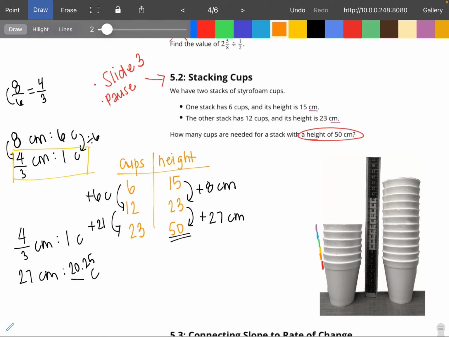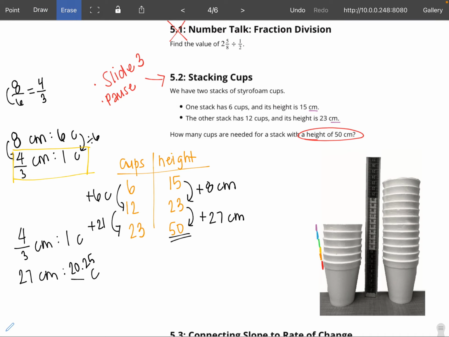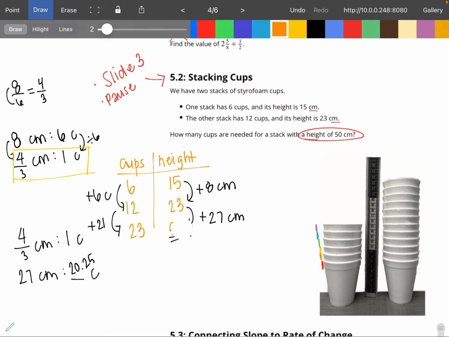And if I add 21 cups, then I'm actually adding 28 centimeters because 21 times 4/3 is actually 28. And so I end up at 51. But I can't ever end up at 50 because we don't add partial cups. And so for a stack with a height of 50 centimeters, you need 23 cups.